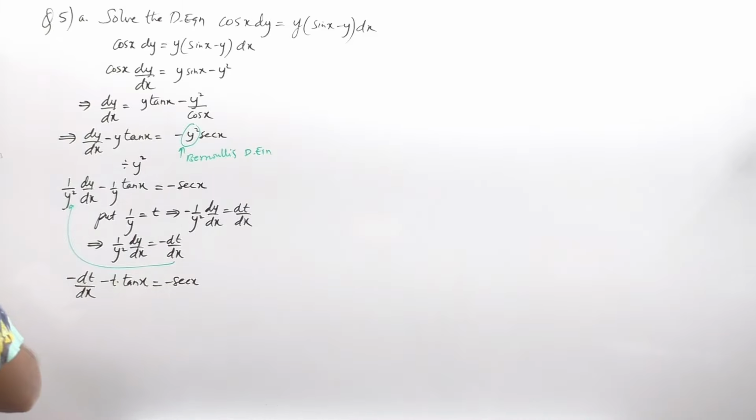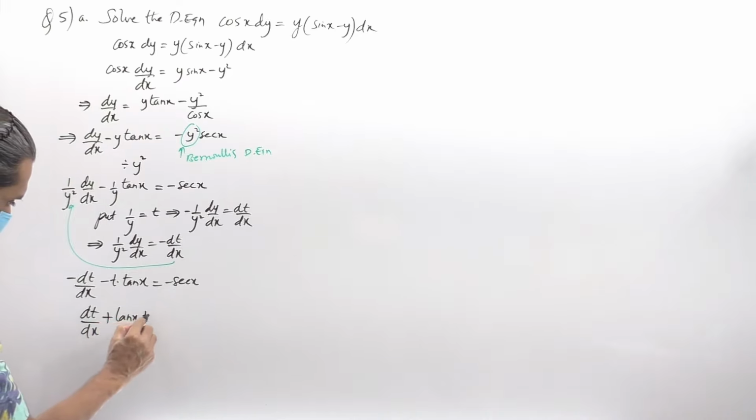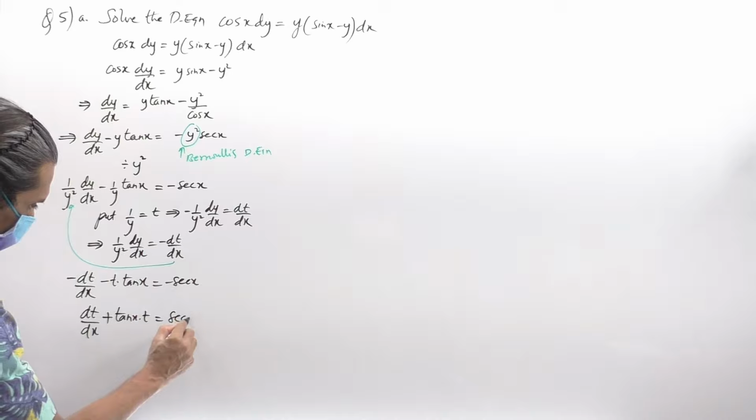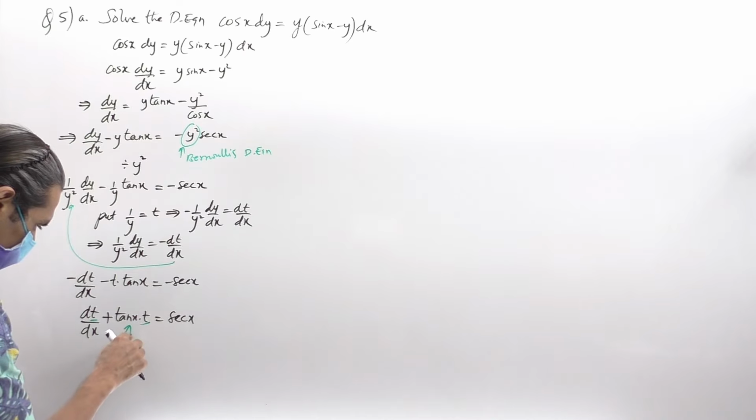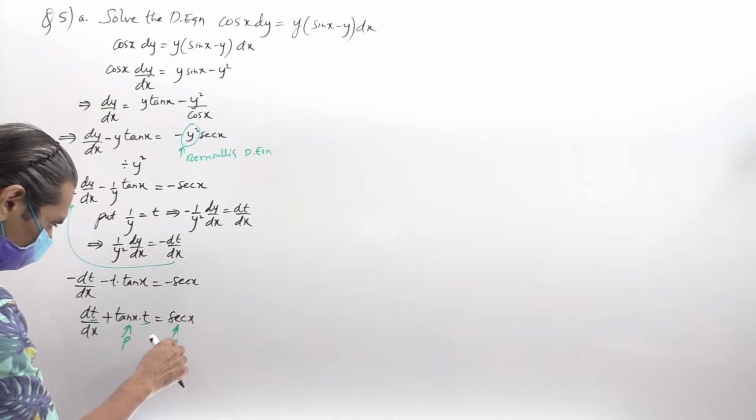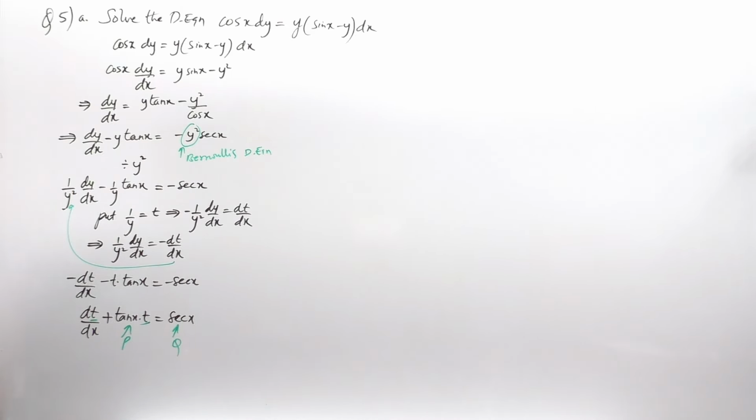I will multiply the whole equation by t and see what form it becomes. So dt by dx plus tan x into t equals secant x. Now you see clearly it's linear in t, where p is tan x and q is secant x.